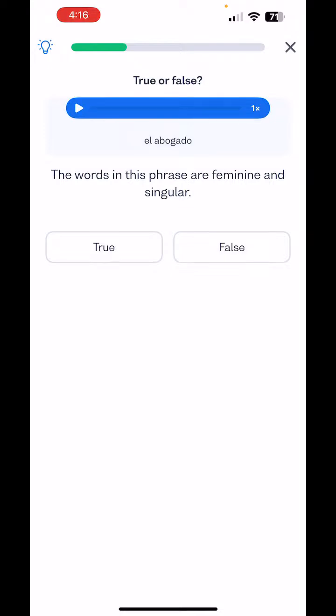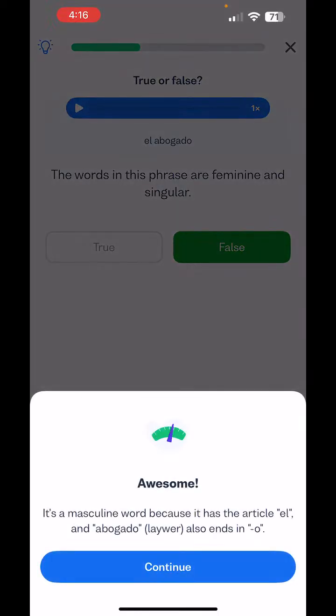El abogado. The words in this phrase are feminine and singular. False. It's actually masculine and singular. Abogado means lawyer. So, okay, learned something new there.